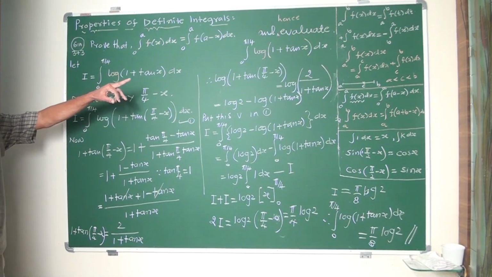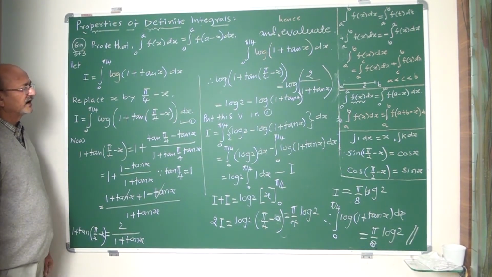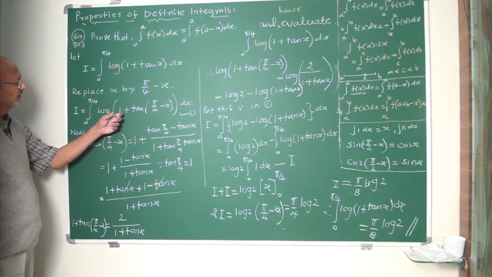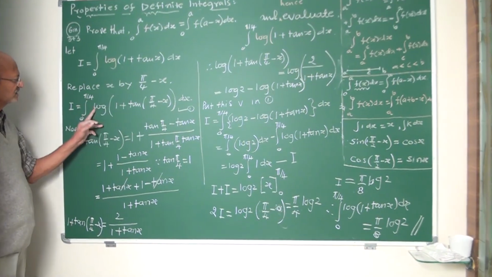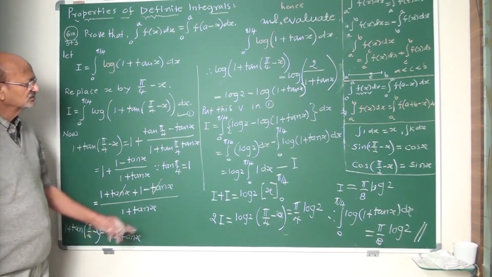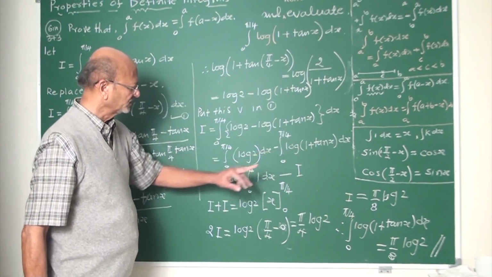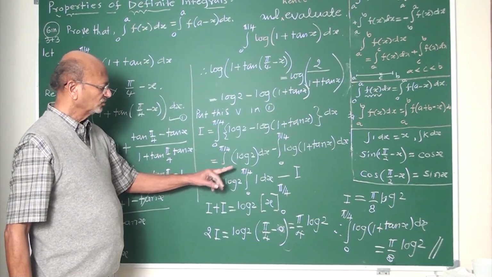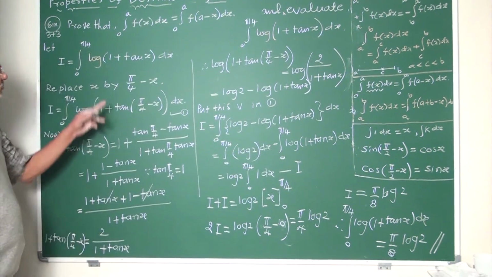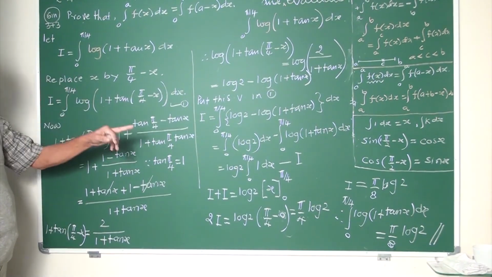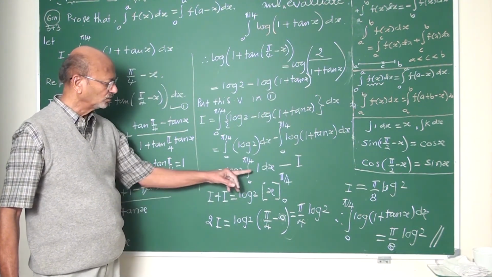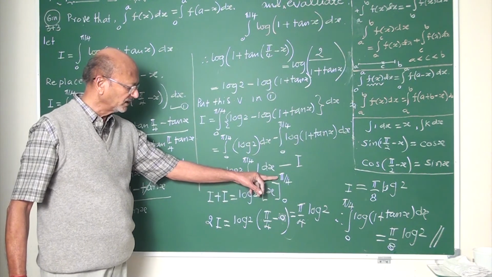Then what about RHS? Log u by v, property of logarithm: log of the numerator minus log of the denominator. Substitute those values in 1, my friends. This entire integrand, log 2 minus log(1 plus tan x), separate integrals, log of the first minus log of the second. Log 2 being a constant outside, you are left with integral of 1. We have taken log(1 plus tan x) as I, and this becomes I. This minus I shifting to LHS, plus I, log 2, integral of 1 is x, 0 to pi by 4.